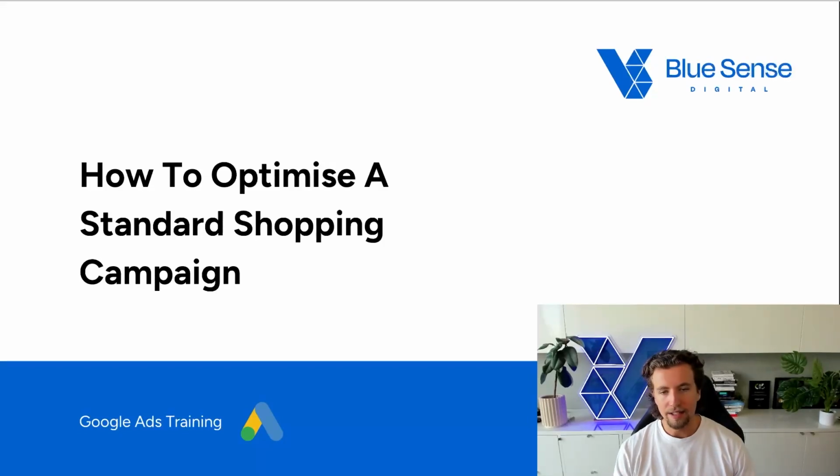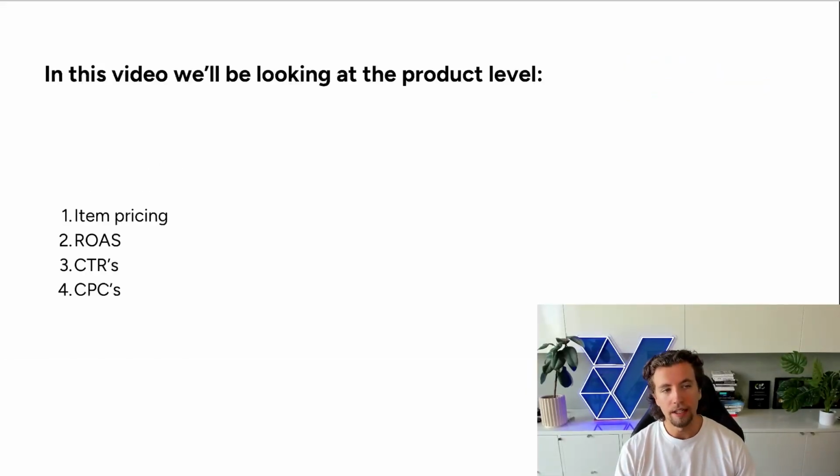How to optimize a standard shopping campaign. Now, more particularly, we'll be looking at the product level. I'll be running through a step-by-step process as to how you can optimize, troubleshoot, and improve return on ad spend out of your standard shopping campaigns on a week-to-week or a month-to-month basis. We'll be looking at 4 different components.